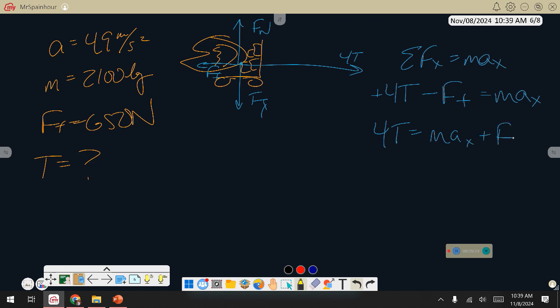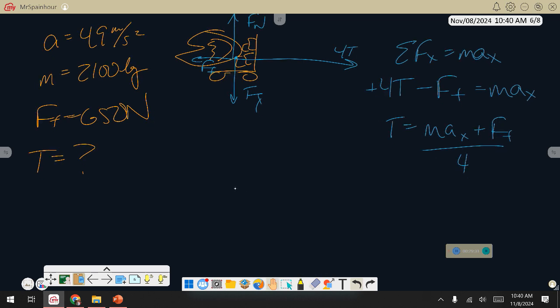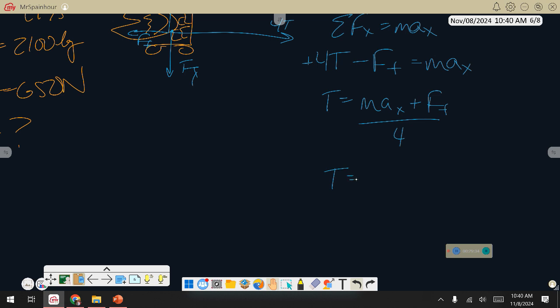So I'm going to add that on both sides. And then simply I am going to divide by 4. Yes. So I've got this set up. Let's go ahead and plug in. What's mass? It's 2100 kilograms. Always, always, always units, even when you talk. What's acceleration? 49 meters per second squared. Correct.